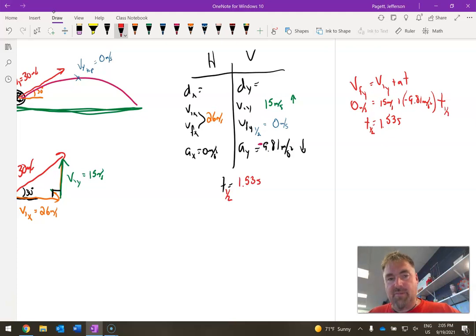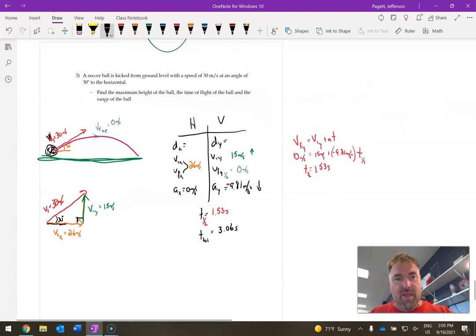And as long as I'm landing back down at the same level, the time it takes to go up is the time it takes to go down. So my T total is going to be 3.06 seconds. All I did was just double it. Okay? So now I have the time of flight of the ball. It's 3.06 seconds. I want to find the maximum height of the ball.